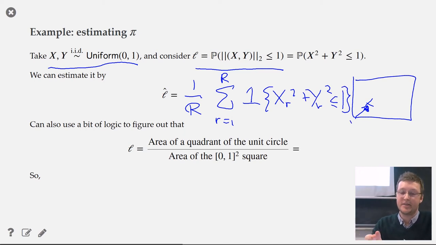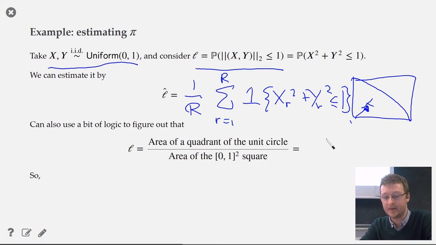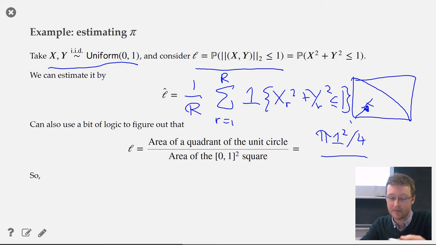You can also calculate this probability using some geometry. Effectively, you're calculating the probability of falling inside a quadrant of the unit circle. The probability of this happening is just the ratio of the areas. The area of this quadrant is pi r squared divided by 4, and the area of the unit square is just 1 squared.